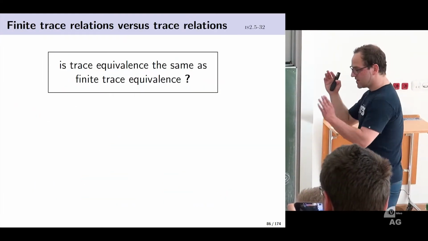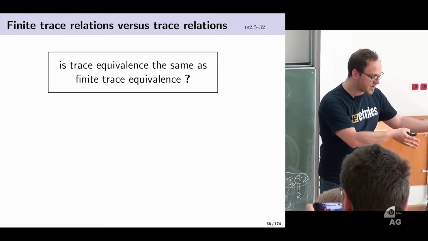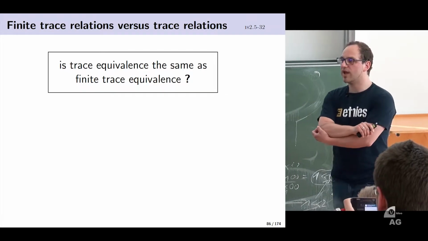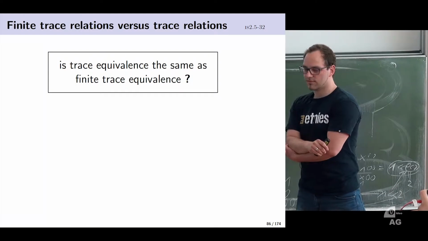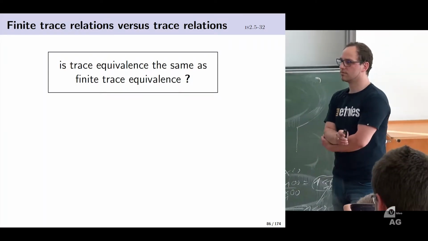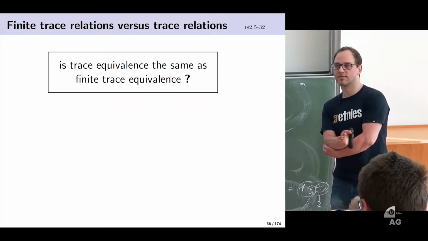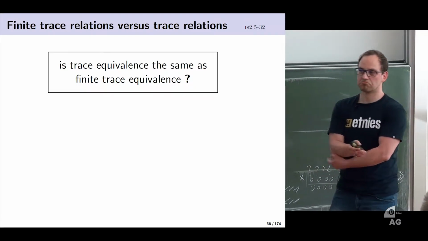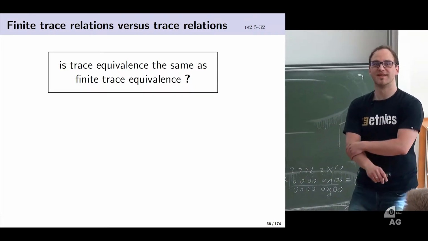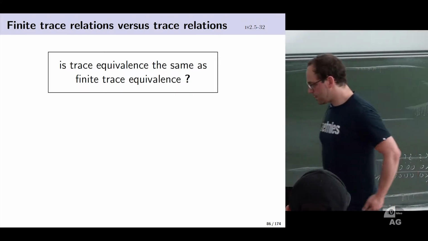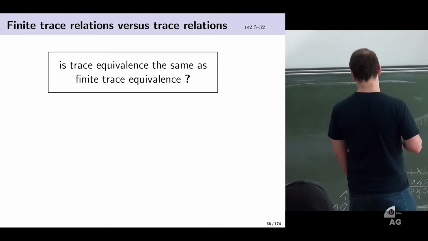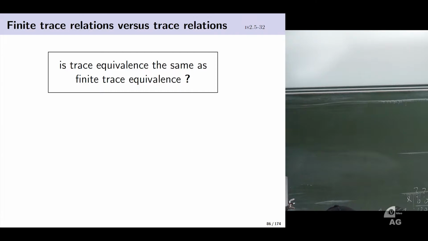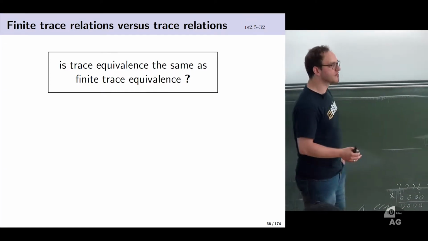Okay, so we just said if we have trace inclusion, we have finite trace inclusion. What about the other way around? If we have finite trace inclusion, do we also have trace inclusion? What would you intuitively say? No guesses? One guess? I would say no, because when we only look at finite prefixes and they are the same, then that says nothing about infinite words. And there the sets could differ.